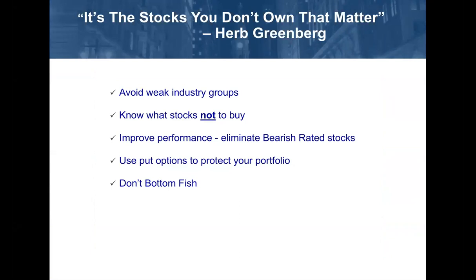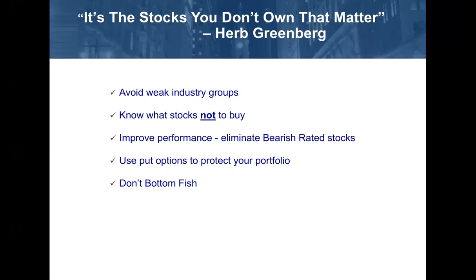Well, Herb Greenberg, who's on CNBC and used to write for TheStreet.com, penned an article on CNBC.com in January of 2014, almost 4 years ago, saying it's the stocks you don't own that matter. Now, what did he mean by that? Well, he meant that if you can eliminate the bearish rated stocks from your 401k plan, the stocks that are most likely to go down, take them off your bullish radar screen, use them on the short side, you're going to improve your performance. It's like weeding a garden. If you take out the weeds, the garden's more likely to thrive.